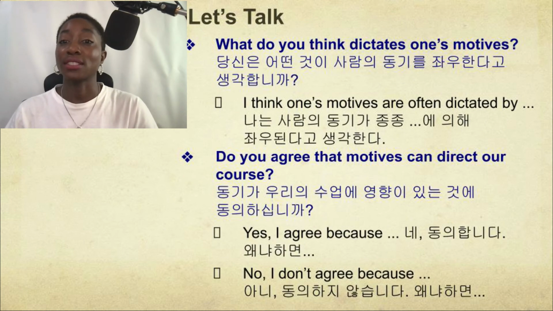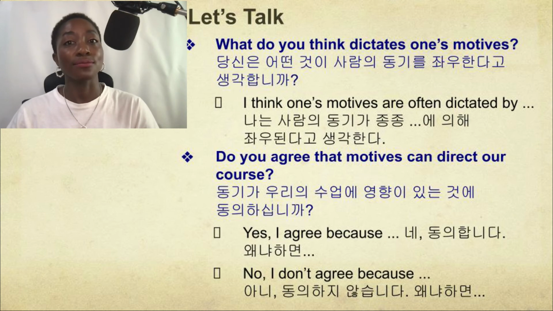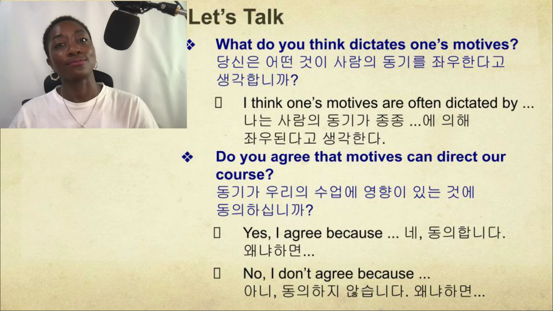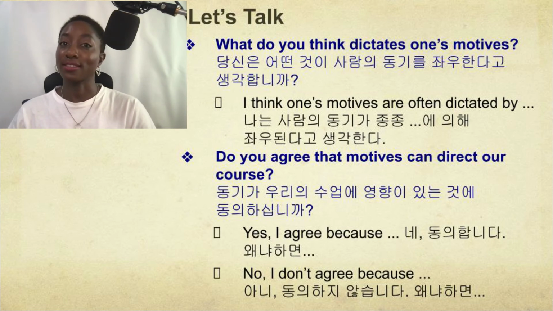What do you think dictates one's motives? You could answer, I think one's motives are often dictated by. Do you agree that motives can direct our course? You could answer, yes, I agree because, or no, I don't agree because.